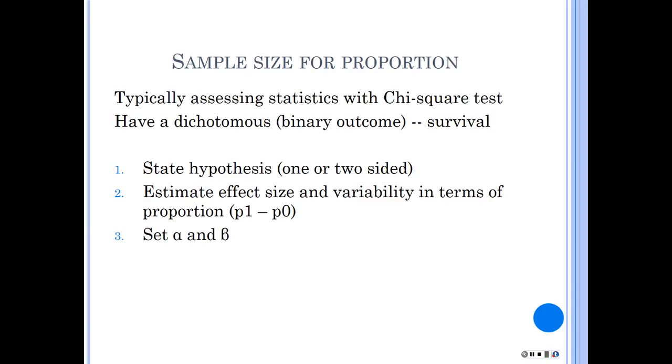You're going to state your hypothesis. Is it one-sided or two-sided? Determine the effect size and variability in terms of proportion, and then you're going to set your alpha and beta.